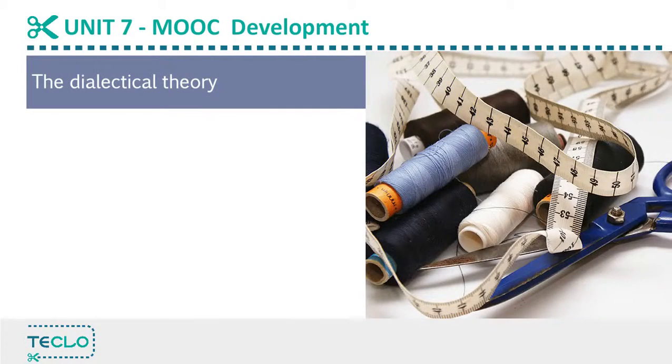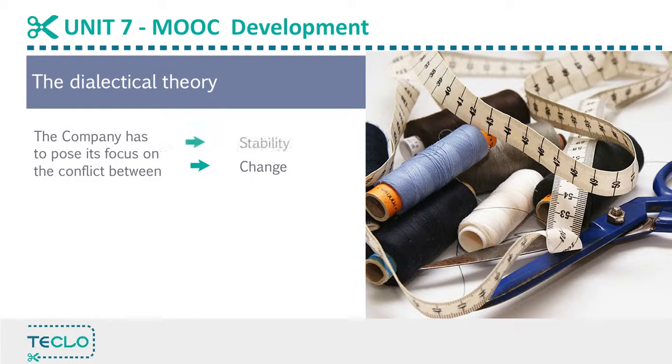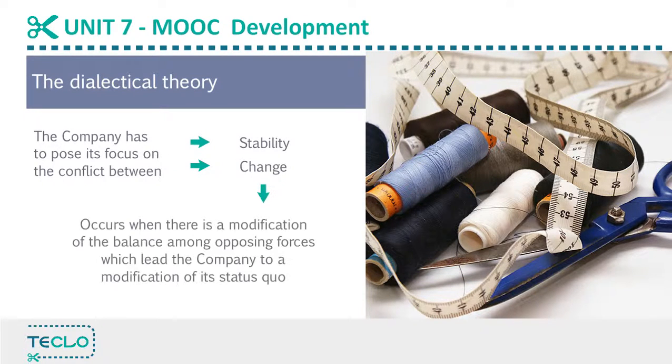The dialectical theory. According to the dialectical theory, the company has to focus on the conflict between change and stability. The change occurs when there is a modification of the balance amongst opposing forces, which lead the company to a modification of its status quo.